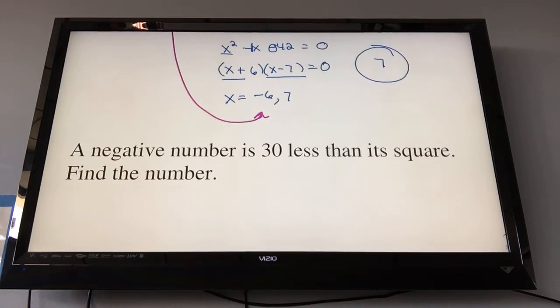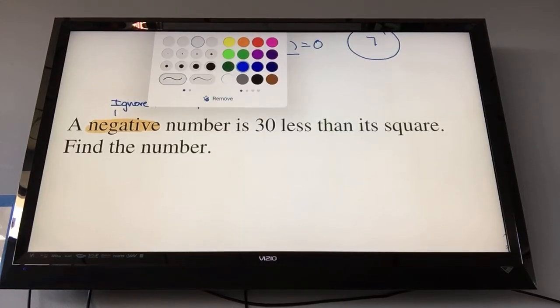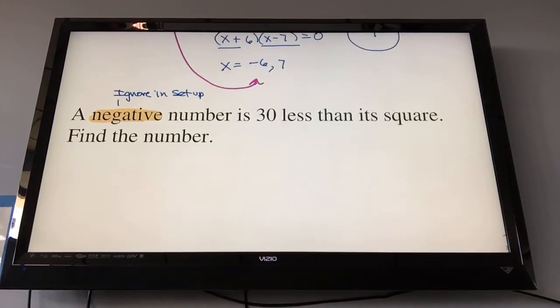Okay, my next one here. Negative, we're going to ignore that again. Ignore for setup. So a number is 30 less than its square, find the number. So again, x represents the number. And then I read it and write it as I read it.